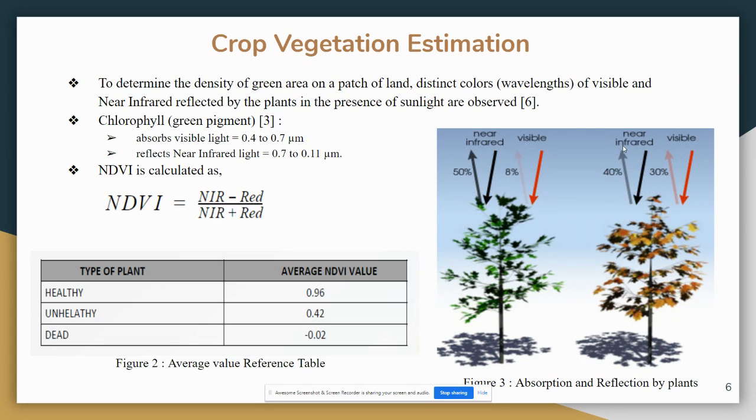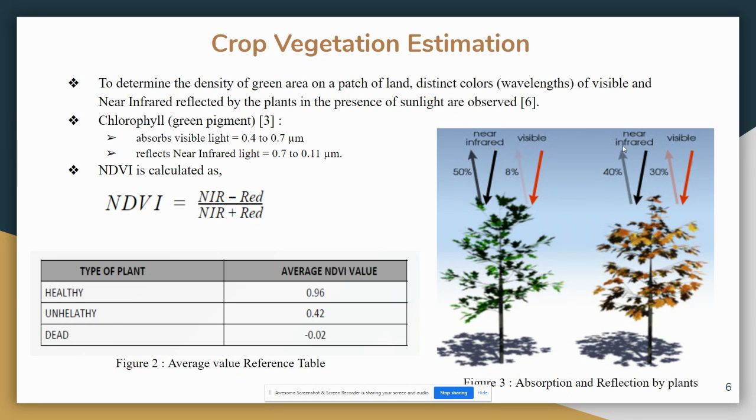The green pigment present in the plants, which is known as chlorophyll, absorbs the visible light in the spectrum of 0.4 to 0.7 micrometer and reflects the near infrared light in the range of 0.7 to 1.1 micrometer.